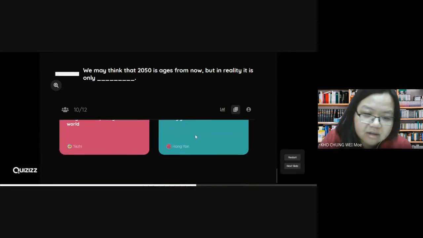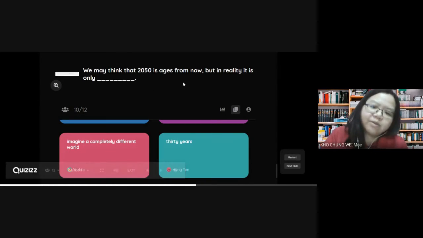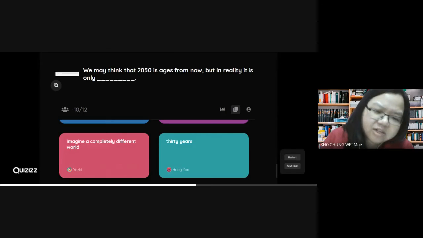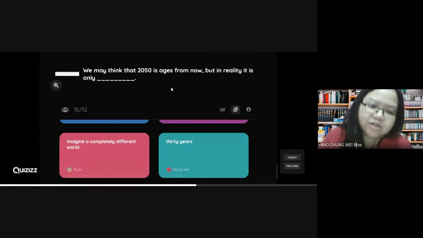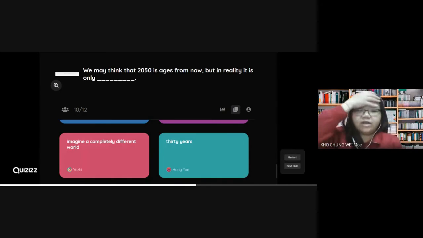Okay. Yet, imagine a completely different world. We may think that 2050 is ages from now, but in reality, it is only 30 years. "Imagine a completely different world" doesn't even match in, okay? So you have taken the wrong part of that sentence.